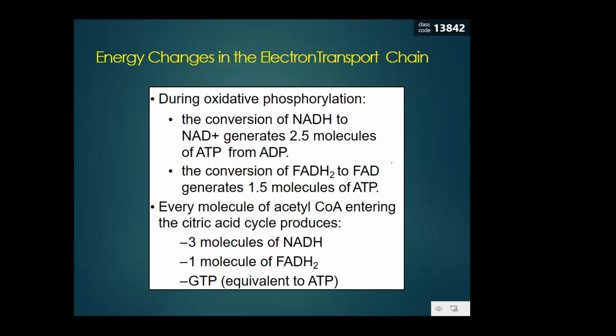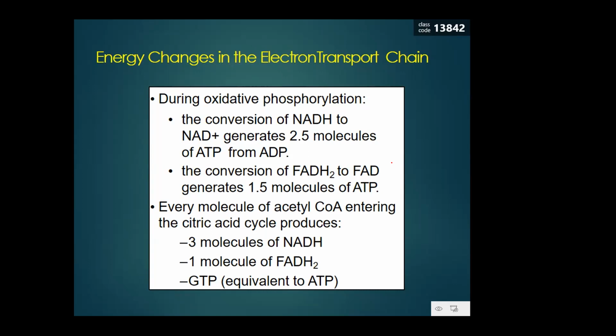Okay? So, during oxidative phosphorylation, tandaan natin yan, no? Kapag nag-convert NADH to NAD+, magpo-produce ka dyan ng 2.5 molecules of ATP. From what? From ADP. Okay? So, 2.5 molecules. Conversions of NADH to NAD+. Yung FADH2 naman natin, kapag nag-convert ka to FAD, magge-generate ka ng 1.5 molecules of ATP.